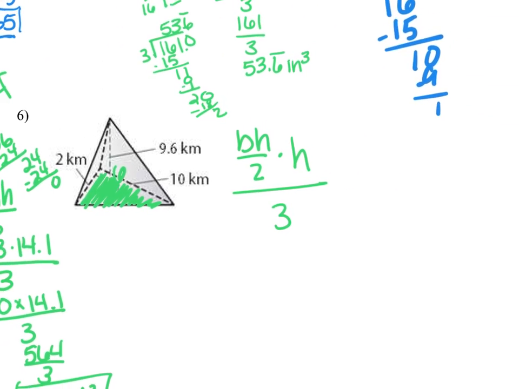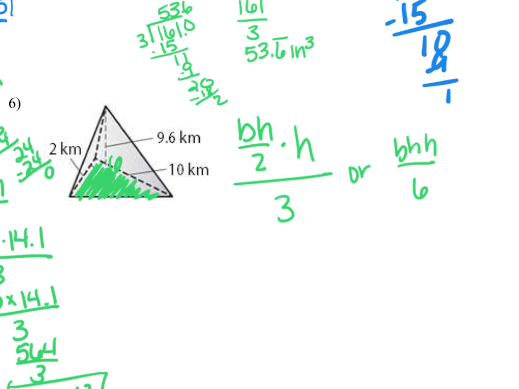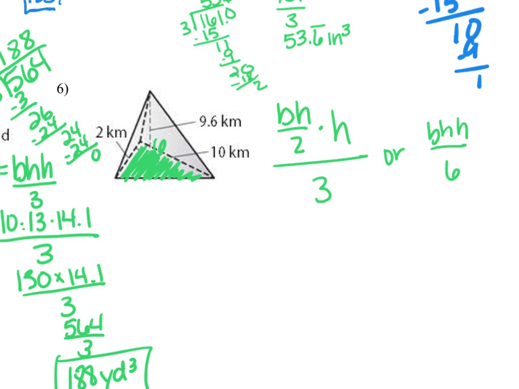There's another option that does it, and it's base times height divided by 6, because it kind of does the same process, and I'm going to show you both. So my base here for my triangle is this 2. My height for my triangle is this number right here, which is 10. The height from the base to the top of the pyramid is this 9.6. Okay, and then I'm going to divide by 2, and then divide by 3.